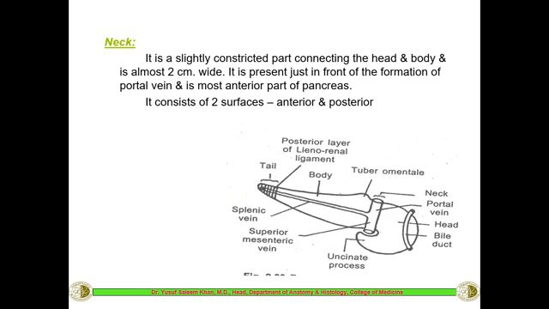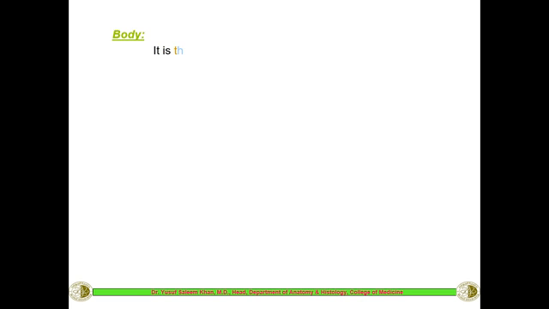This neck has two surfaces, anterior surface and posterior surface. This picture is showing you the relation of the portal vein with that of the neck. This is the picture seen from behind. The posterior surface is related to the portal vein, and there are two borders, superior border as well as inferior border. So the most important relation of the neck is the portal vein, which is placed posterior to the neck.